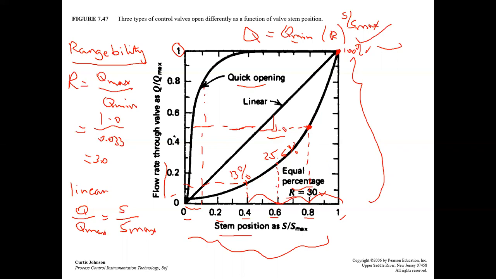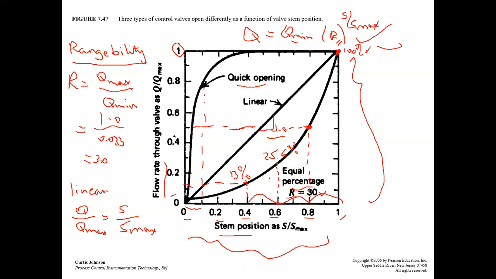But this is the behavior because we have R equal to 30. If you change R to another value, you will see maybe not double, maybe 3 times or 4 times. It depends on R. R, the rangeability, is a very important factor.